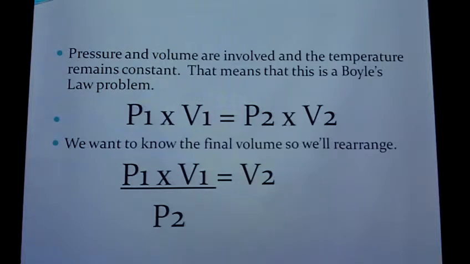Pressure and volume are involved. We know that. And the temperature remains constant. This means that this is a Boyle's law problem. We're going to be using P1 times V1 is equal to P2 times V2. Now we want to know the final volume, so we're going to rearrange. We'll pull the P2 down underneath P1 and V1. In effect, we're dividing both sides by P2. Canceling P2 with P2 on the right-hand side, leaving V2 alone, but now P2 is by itself on the bottom.